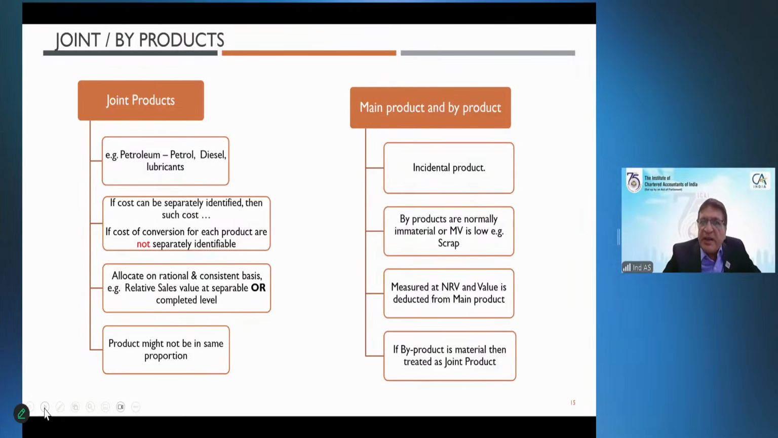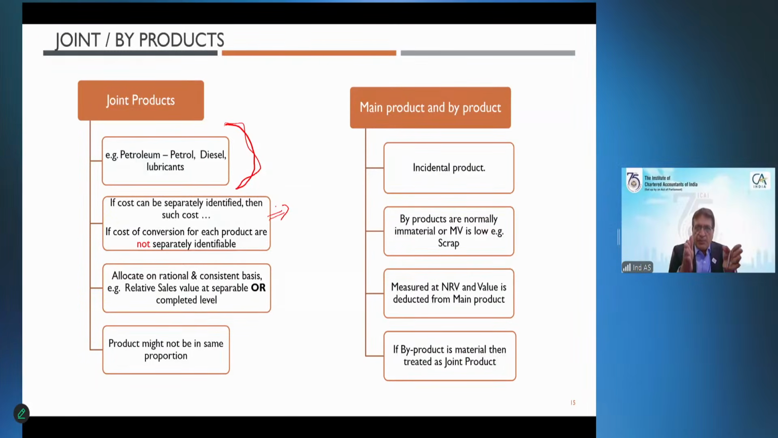Another interesting aspect is joint products and byproducts. The standard is very clear, but before that, the best example is petrol, diesel, lubricants, etc. Now, the standard clearly says that there is a stage of refinement. At a particular stage, you get petrol and diesel, which is further processed.